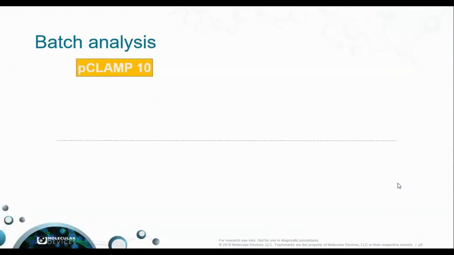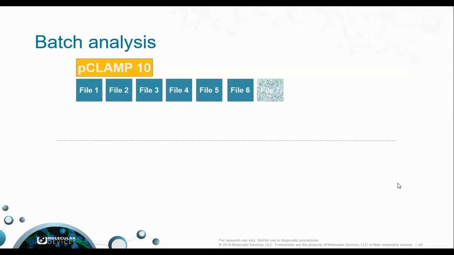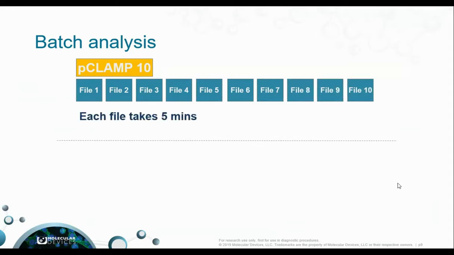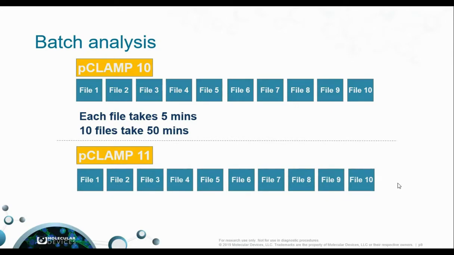Now, what is batch analysis? In pCLAMP 10, if you want to analyze 10 files, you need to open 10 files separately. And if each file takes you 5 minutes to analyze, 10 files will take you 50 minutes. In pCLAMP 11, you can open 10 files at the same time, and you still use just 5 minutes to analyze 10 files at the same time. That's what I said. It will save you a lot of time.